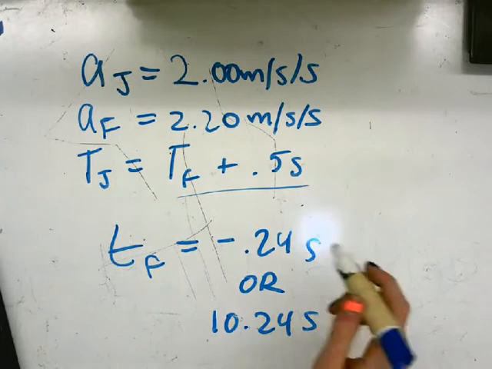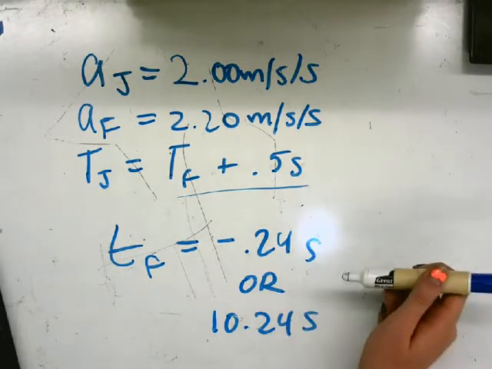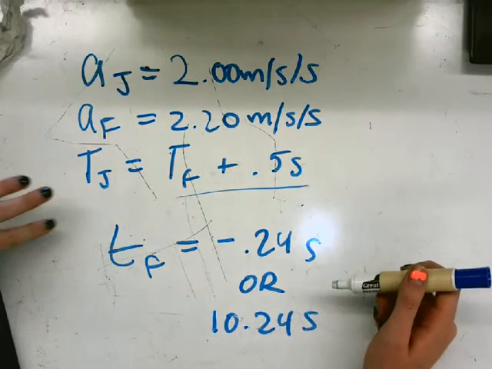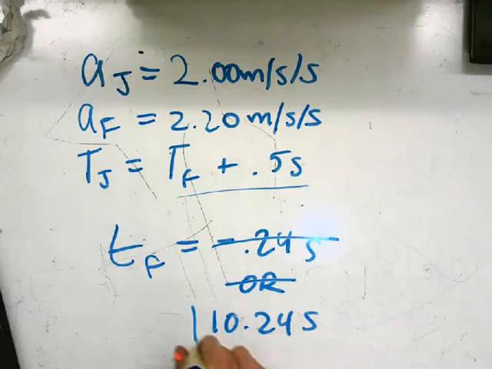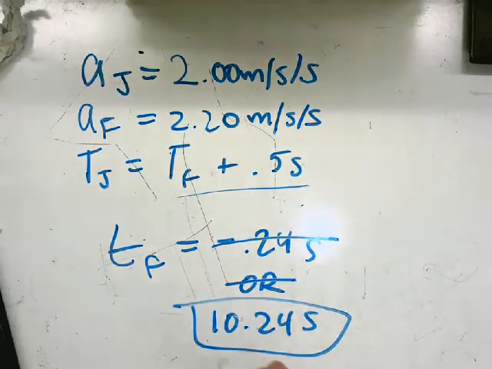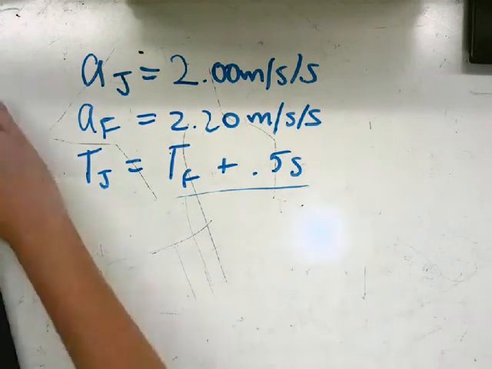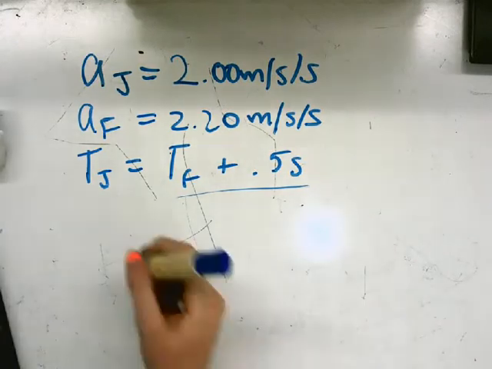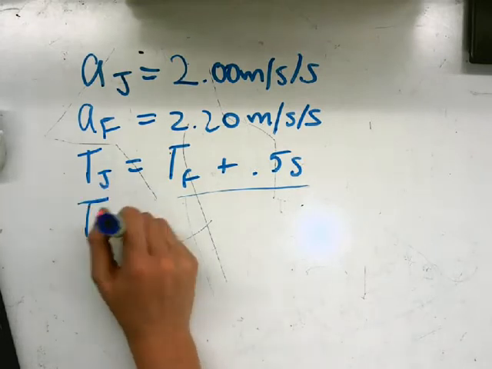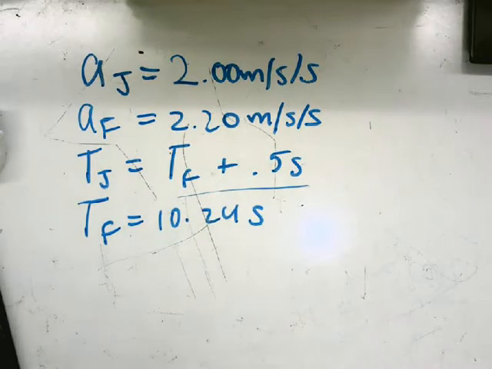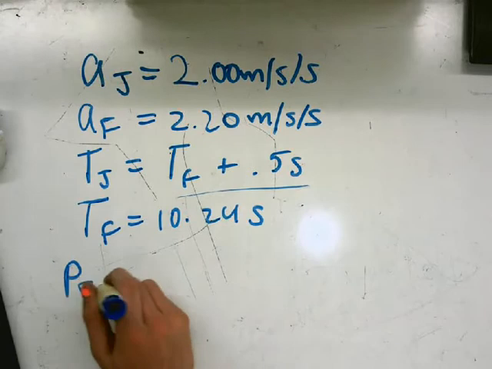Next we're going to find how far from the start they are when they're even. So we know that the time of the friend is 10.24 seconds. We're going to use that same equation. The final position of the friend is equal to the initial position of the friend plus the initial velocity of the friend times the friend's time plus the acceleration of the friend times the time squared over 2. So that's the equation that we're going to use.